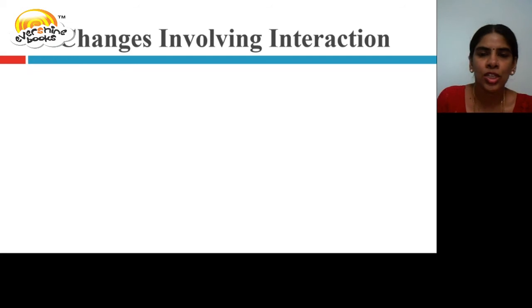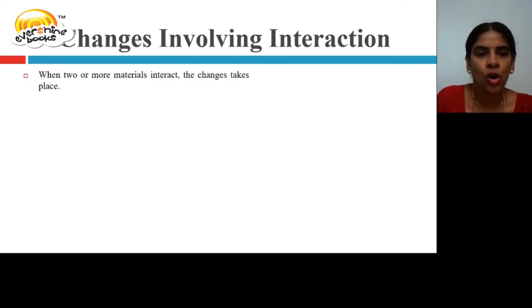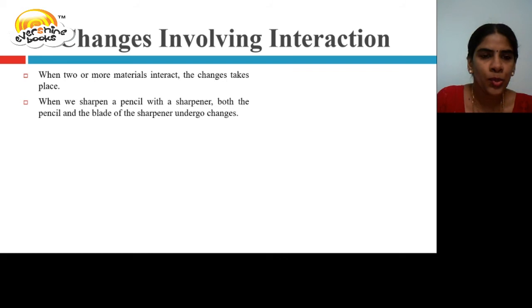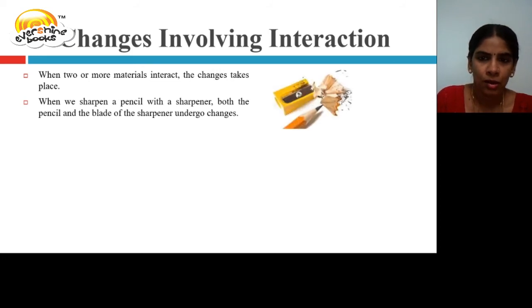Let us learn about the changes involving interaction. When two or more materials interact, changes take place. What happens when we sharpen a pencil with a sharpener? We know that both the pencil and the blade of the sharpener undergo changes. Yes?